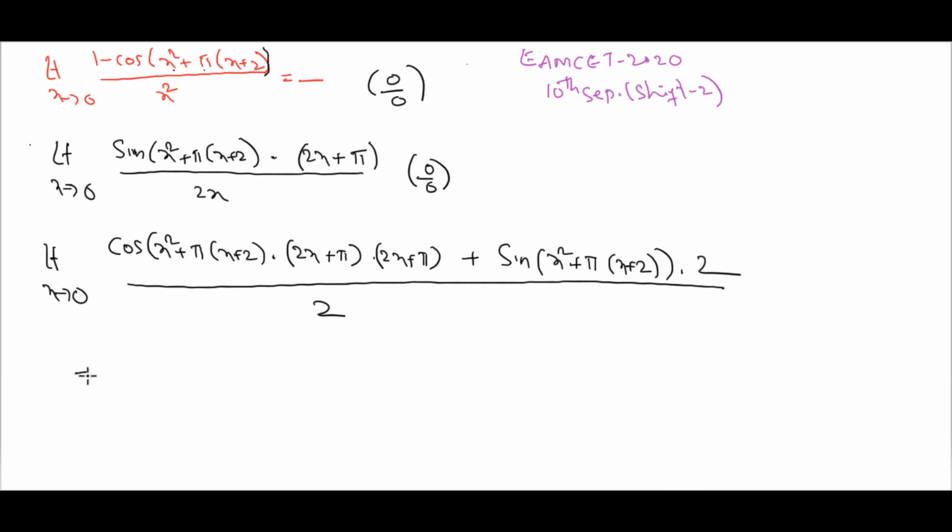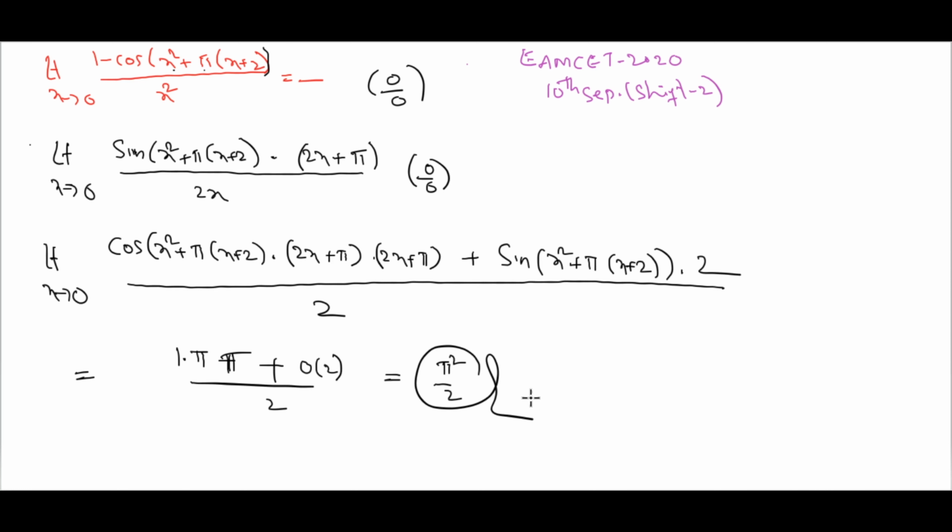Again applying x tends to 0, so that is 0 plus 2 is 2, cos 2 pi, that is cos 2 pi is 1, and 2x plus pi, that value is pi, and 2x plus pi, that value is pi, plus sine of this value is 2 pi, sine 2 pi is 0, so 0 into 2, by 2, that is equal to pi into pi, pi square by 2. And this is the answer.